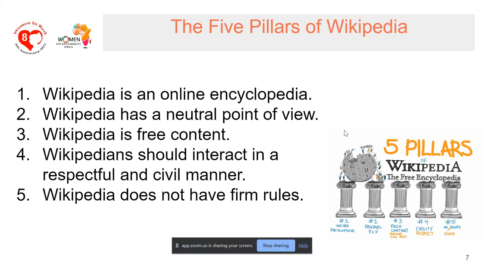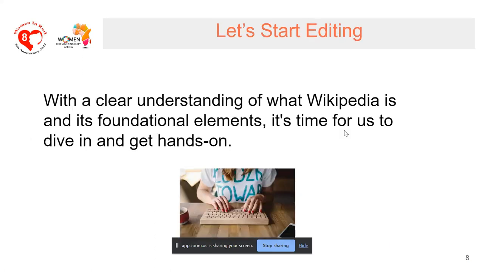So these are basically the five pillars of Wikipedia. With a clear understanding of what Wikipedia is and its foundational elements, it's time for us to dive into our hands-on session. We'll start creating an article, working on one article. This will serve as a guide to the contest or the write-ups that you are doing in relation to Wiki Women in Red.